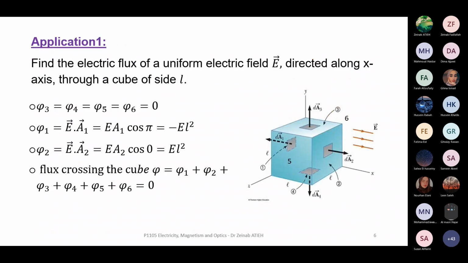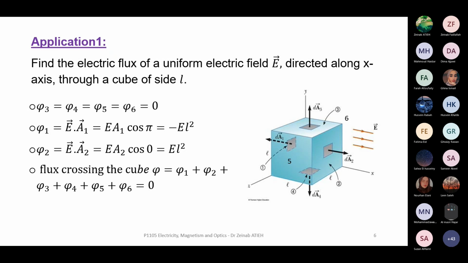Let's do a small application. This is easy. I have this cube. It has a side L. The cube has 6 sides: 1 up, 1 down, and 4 from the lateral sides. I've tried to number them. We will work on all 6 of them together.